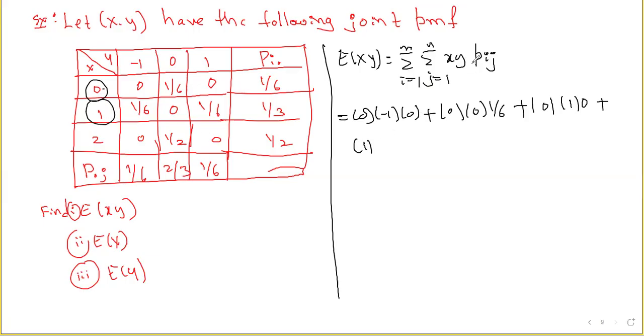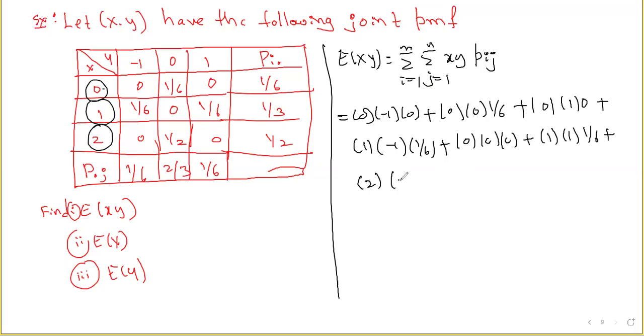So x1, here multiplication is there, simply we are taking multiplication. Then minus 1, its probability is 1 by 6, plus x is 0, y is 0 and its probability is also 0, plus x is 1, y is 1, then its probability is 1 by 6, plus go for x equal to 2. X is 2, y is minus 1 and its probability is 0, plus x is 2, y is 0 and its probability is 1 by 2. Next, plus x is 2, y is 1 and its probability is 0. After solving this is nothing but our expected value of xy.